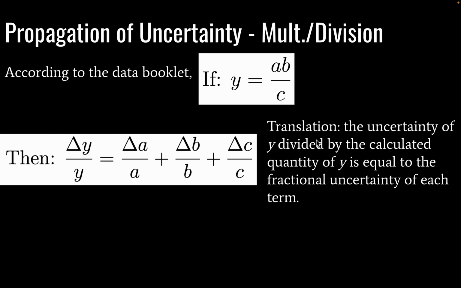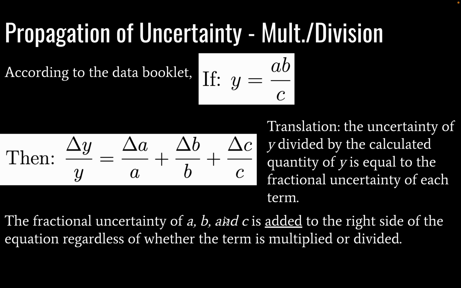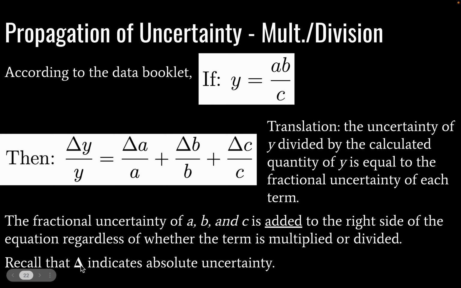So, as I just said, the uncertainty of y divided by the calculated quantity of y is equal to the fractional uncertainty of each term. Note that our fractional uncertainties are added regardless of whether our value is multiplied or divided. So division does not produce a minus sign here. Do not get confused. Again, we're generally going to tend to increase uncertainty and not decrease it. And again, recall that delta here indicates absolute or possibly procedural uncertainty.